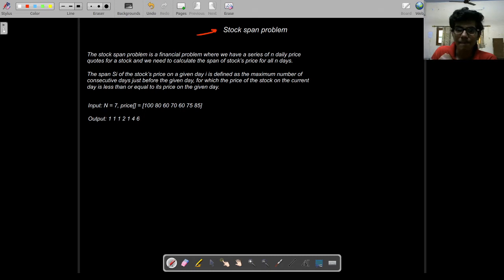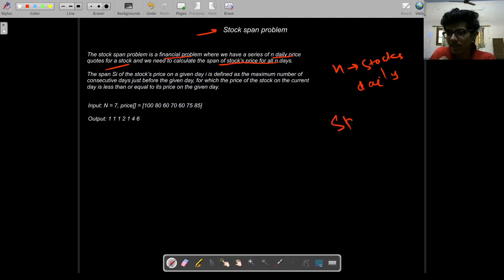In this problem, which is basically a financial problem as written, we are given a series of n daily price quotes for a stock. So we are given n stocks, and these are for daily prices. What do we have to find? We need to calculate the span of the stock price for all n days.